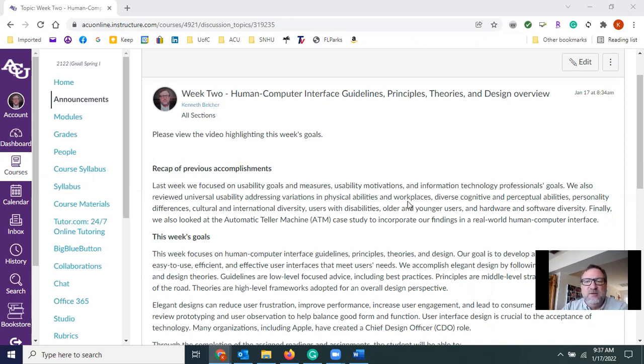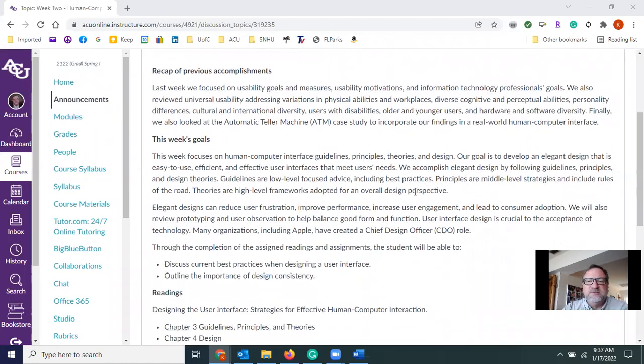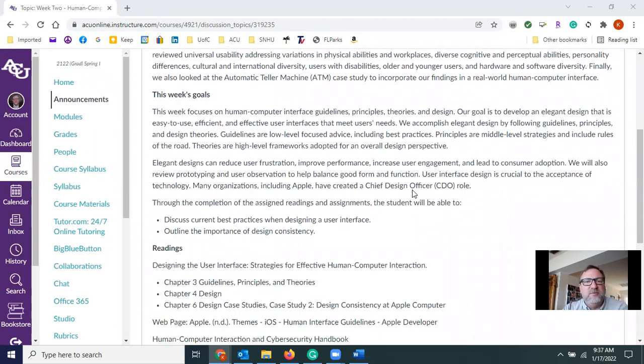So you can see, from last week, for interface design, there are just so many things we need to look at, even looking at our users, what users are going to use the system, and making the interface elegant to every user or our user base. So this week, we'll dive further into it. We'll look at the guidelines, principles, theories, and design.